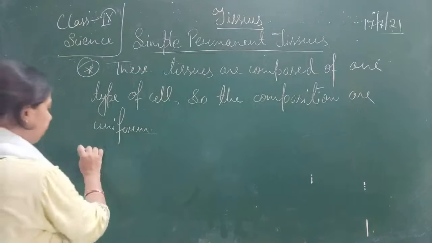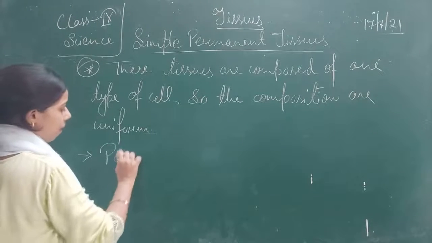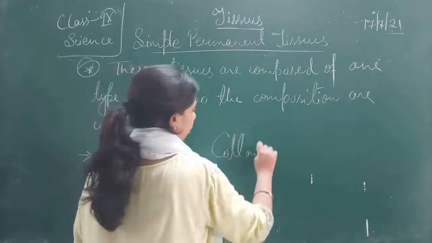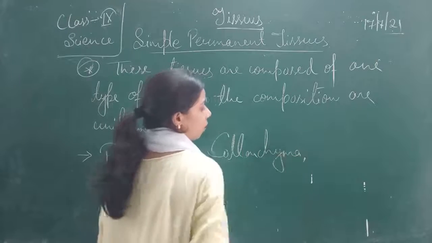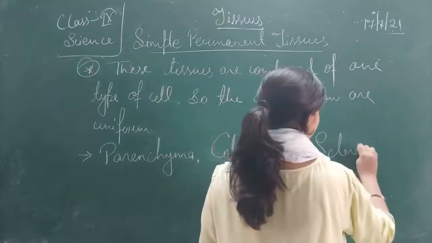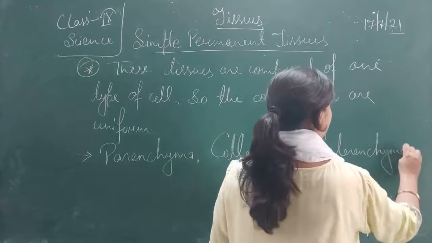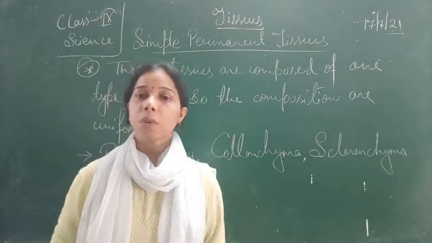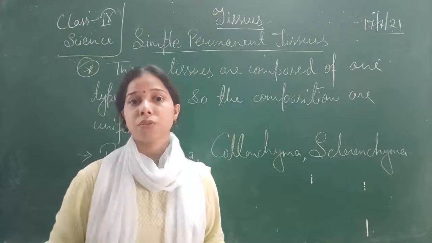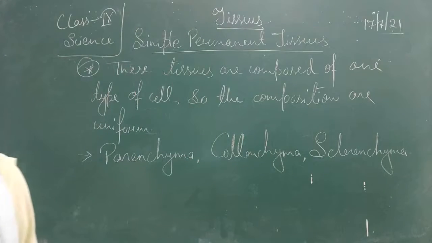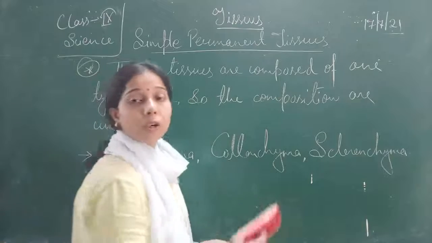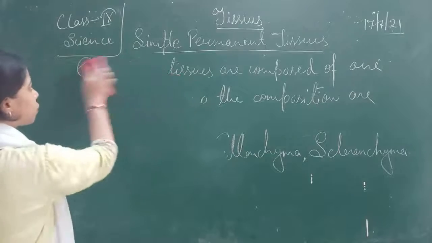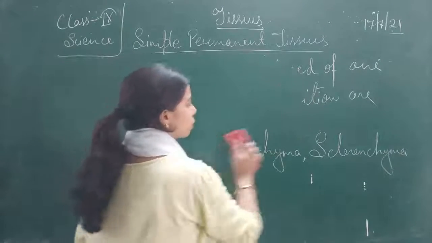Now the common types of simple permanent tissue are parenchyma, collenchyma and sclerenchyma. These are the three different types of permanent tissues, or simple permanent tissue. Now let us try to understand all three types of tissues in detail. We will start with the parenchyma tissue, what the parenchyma tissue is and what its role is.